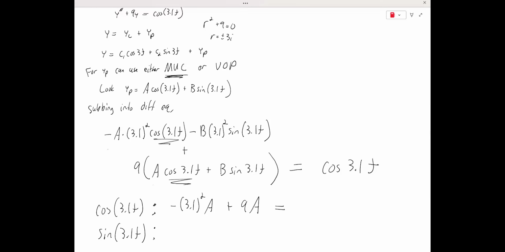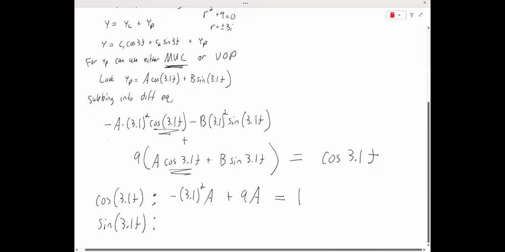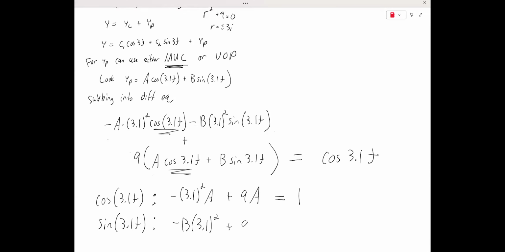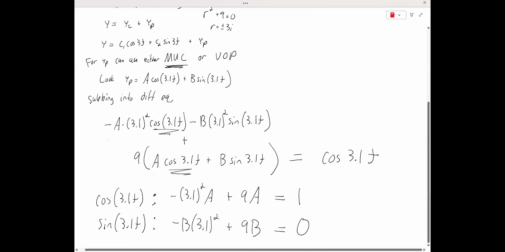Again, I'm just comparing coefficients here. And what would it be on the right side? 1, right? 1 on the right side. Now you do the same thing for the sine 3.1t. You get this coefficient here, so that'd be negative b times 3.1 squared for that one. And then for this, you've got to distribute the 9, and that would be plus 9b equals, and what would be on the right side? 0, right? So you get 0 here.